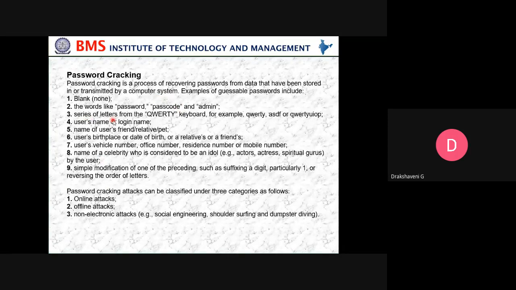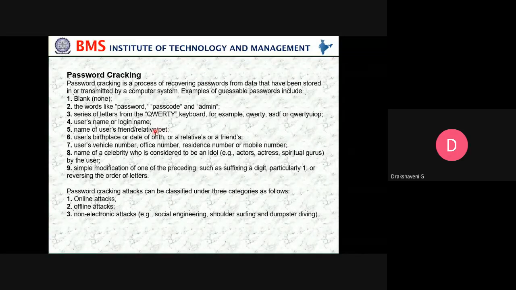Next, a series of letters from the keyboard, for example QWERTY or ASDF. Something like this we can try to find out. Then usernames or login names, the name of the user, a friend or relative, or a pet name. We may guess the password might be a friend's name or a relative's name or a pet name, something they love so much.